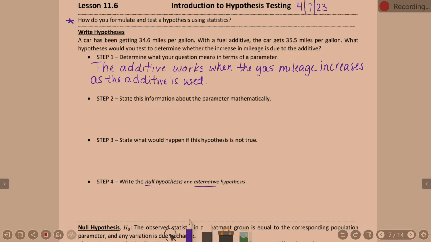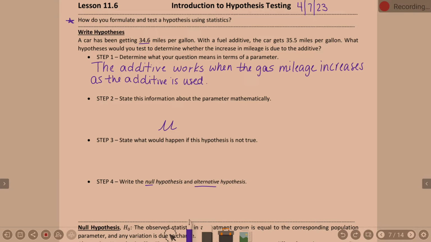Now, we're being asked to state the information about the parameter mathematically. So we're going to put this into terms of, and all of this as we go through this, numbers and symbols, these are hypotheses that we're going to be writing. So what is the claim here? The claim is that our gas mileage is going to increase, right? So what is it going to increase? It's going to be greater than 34.6. And we talk about this, I'm going to use mu.